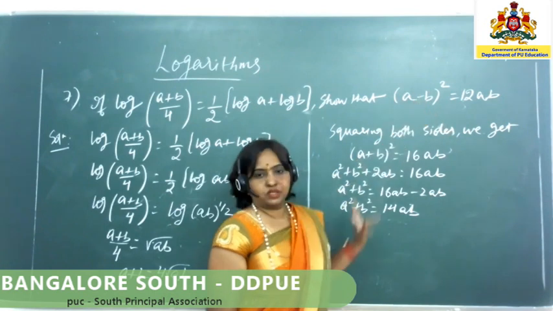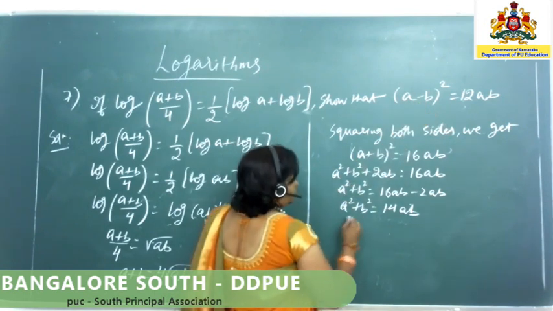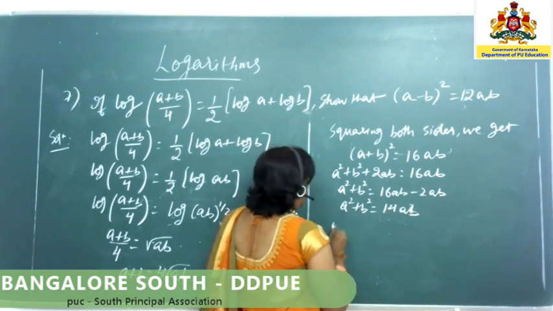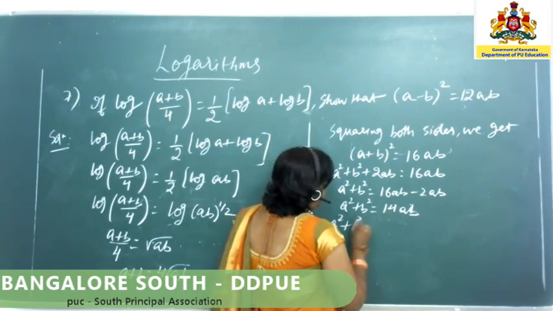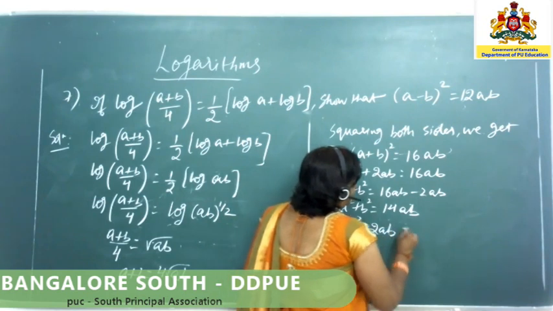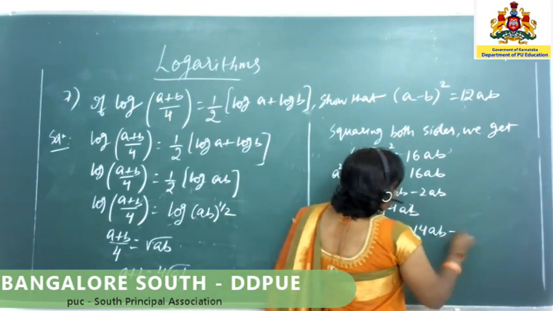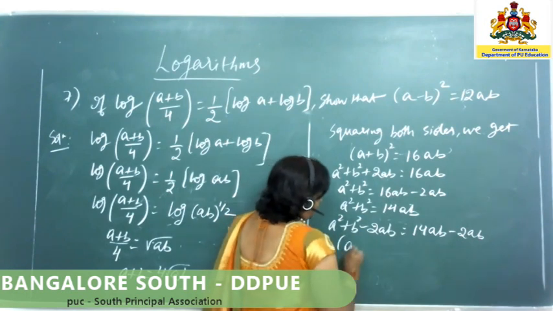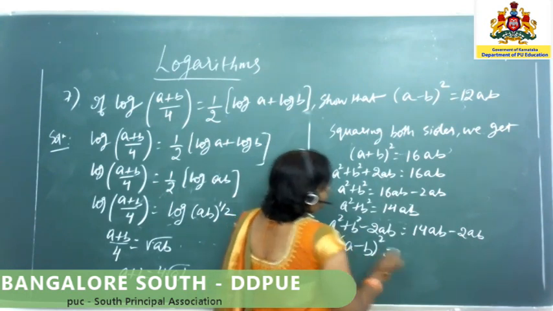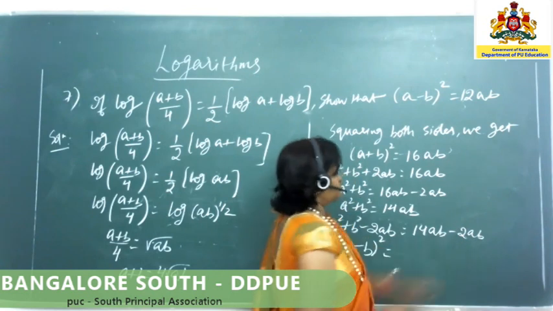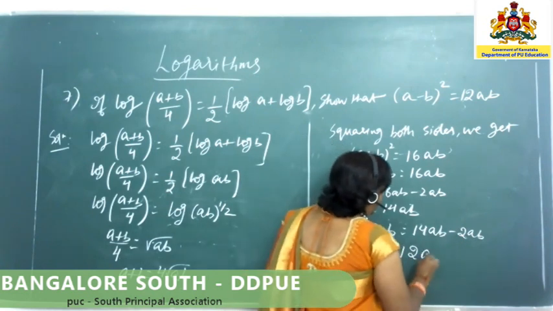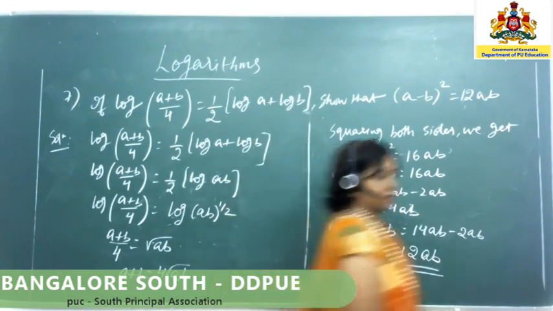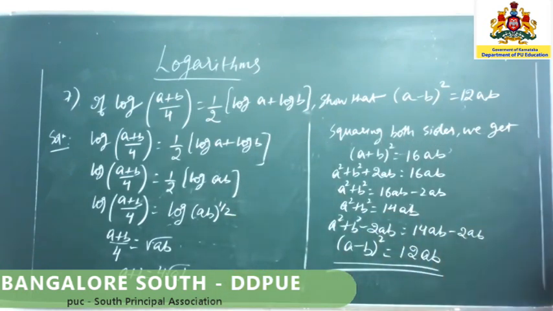So to make it the perfect square, what I have to do is subtract both the sides by 2ab. So a square plus b square minus 2ab is equal to 14ab minus 2ab. This becomes (a minus b) the whole square is equal to 14 minus 2, that is 12ab. So that is what you are going to prove. Yes, just make a note.